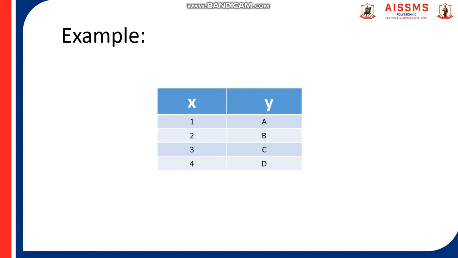Now this is the example of functional dependency. I will just give a value of X and you have to search the value of Y in this table according to the X value. This is the functional dependency.